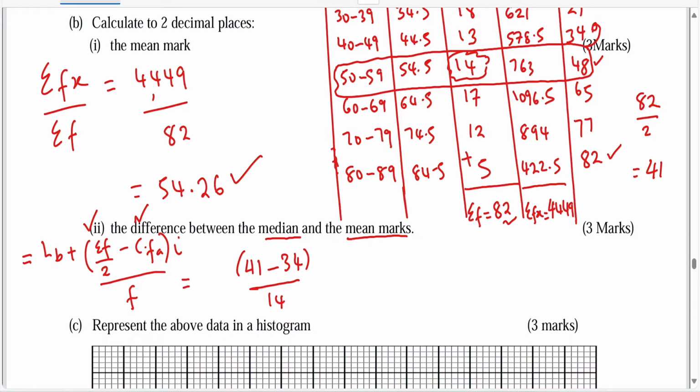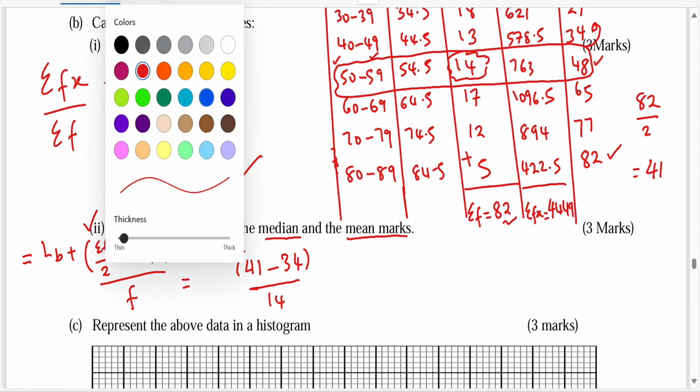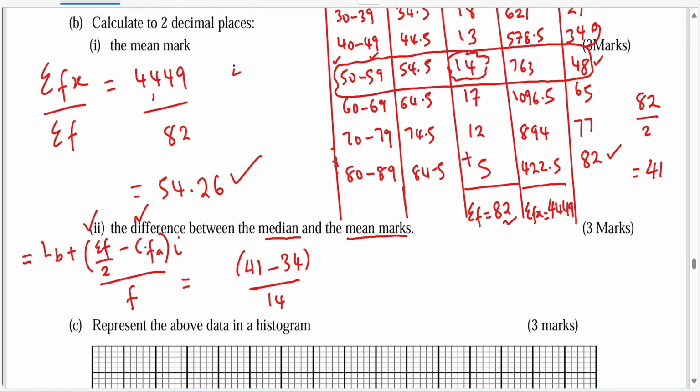How do you get the class interval? Remember it is 50 to 59. So you must find what is called the lower boundary and the upper boundary. To get the lower boundary, you subtract 0.5 from that 50, which gives 49.5. The upper boundary is that 59, you add 0.5. So it will be 49.5 to 59.5. And the class interval is when you take the upper boundary minus the lower boundary, so 59.5 minus 49.5, which is just 10.